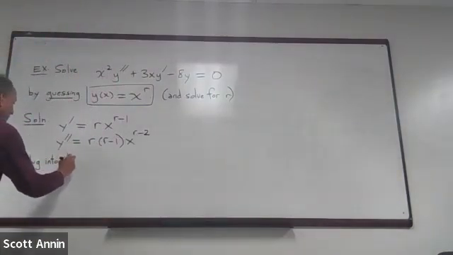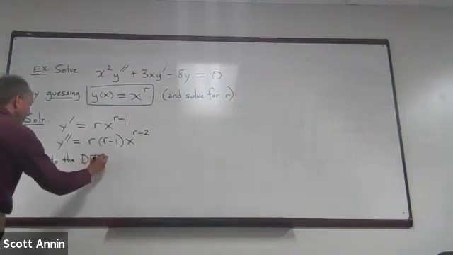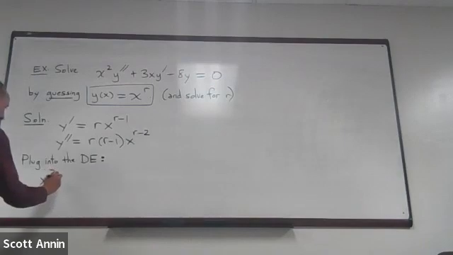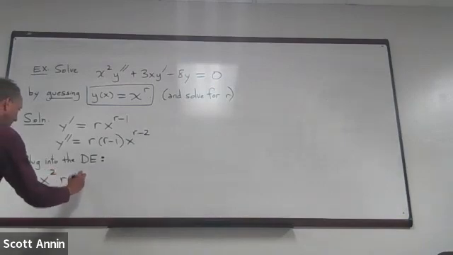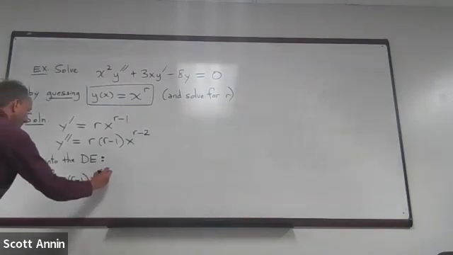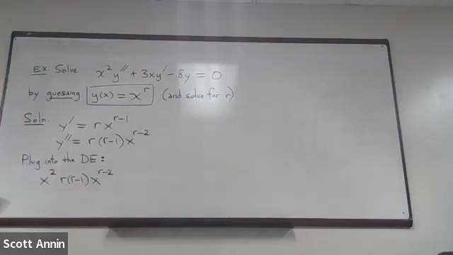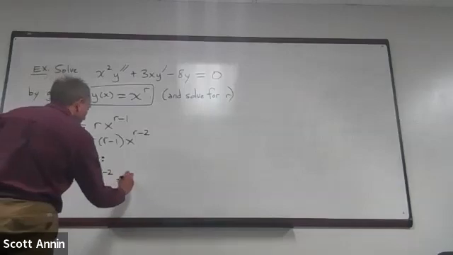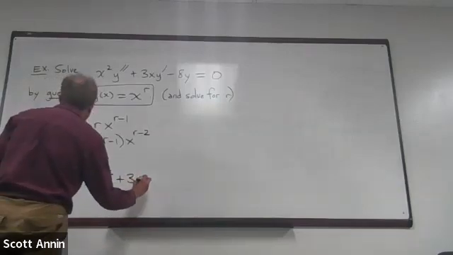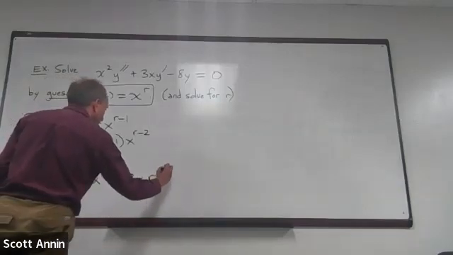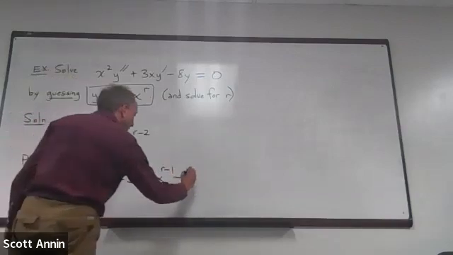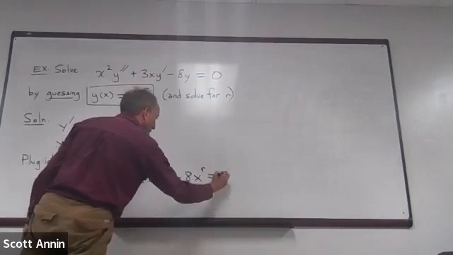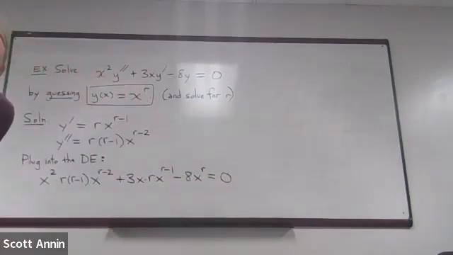I'm going to plug these various derivatives into the differential equation. So I have x squared times the second derivative of y. I'm just copying it here. So there's x squared times y double prime plus 3x times y prime. And then minus 8 times y itself. And all of that is supposed to be equal to 0.